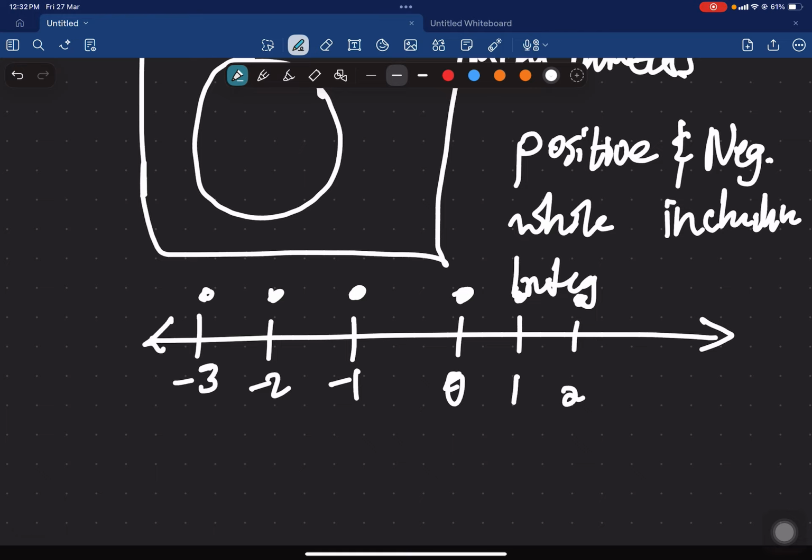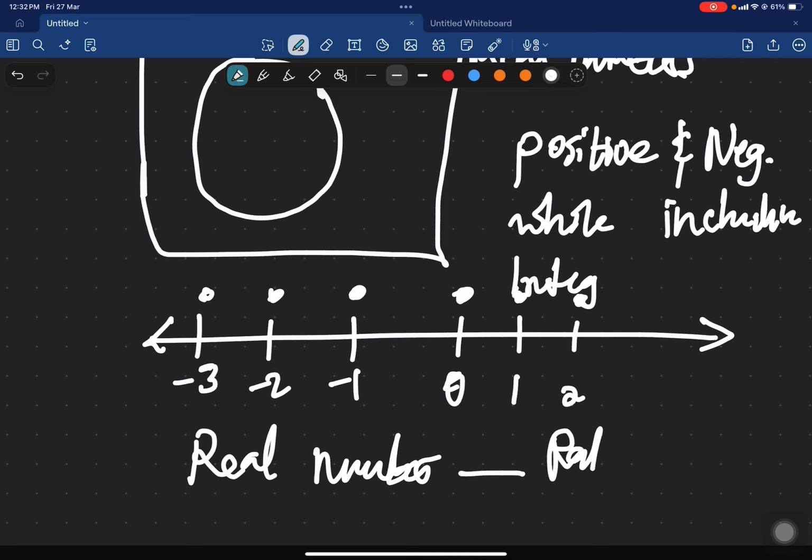In the real number set, the two main sets that we can talk about are the set of rational numbers and the set of irrational numbers. They are complements of each other. Whenever you make mention of the set of real numbers, you are talking about rational numbers plus irrational numbers.